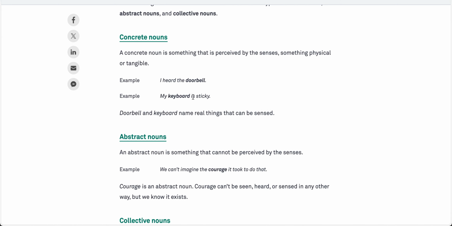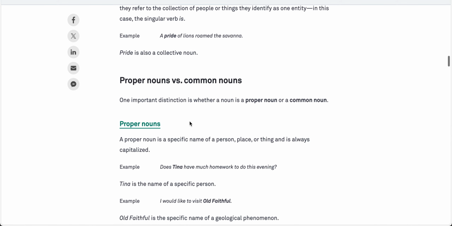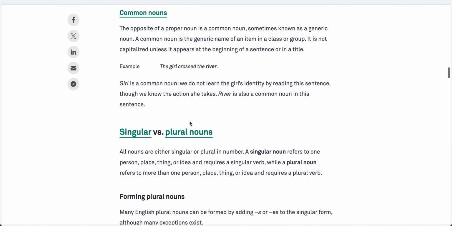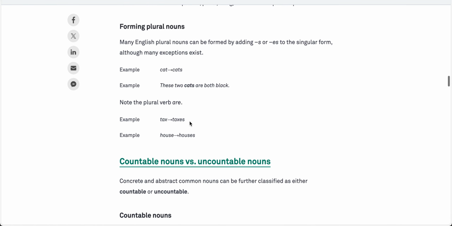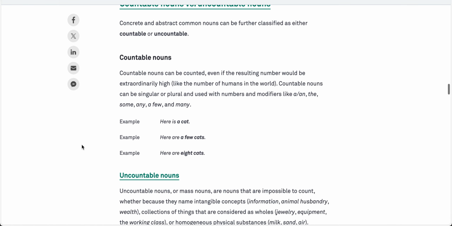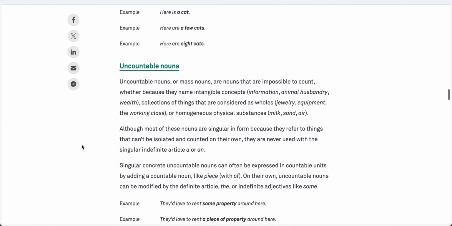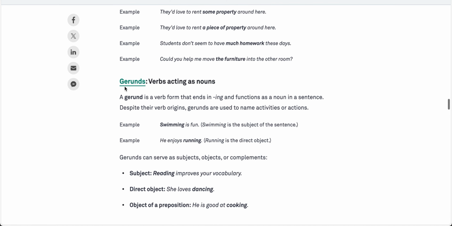And so then they go and give you examples here of those different kinds of nouns, and proper nouns as opposed to common nouns, singular as opposed to plural, countable nouns as opposed to uncountable nouns. So you have like the word some property or a piece of property. You could have what's called a gerund, which is a verb acting as a noun. A gerund is a verb that ends in ing and functions as a noun in a sentence. Like swimming is fun. He enjoys running. Reading improves your vocabulary. Even though you would say reading is an action, it's functioning as a subject.